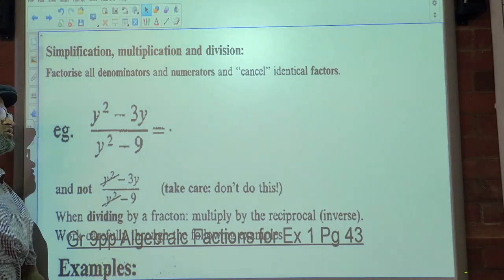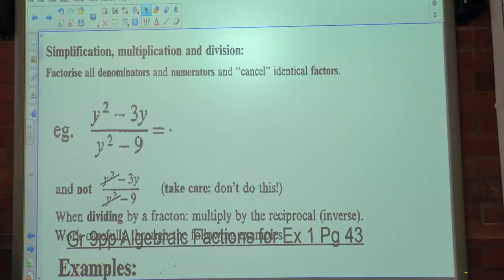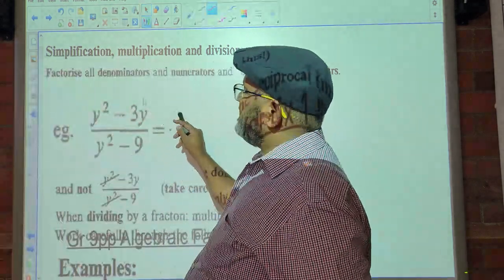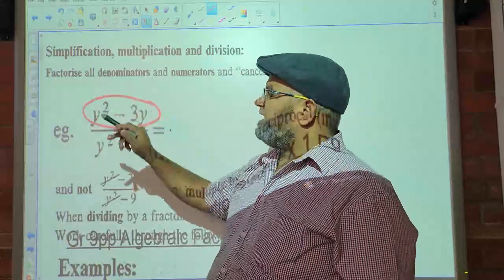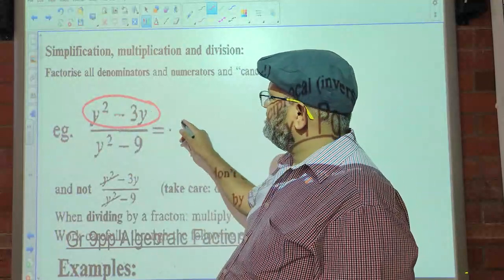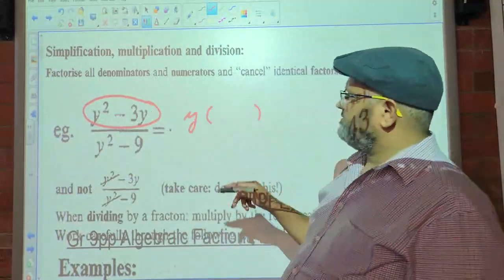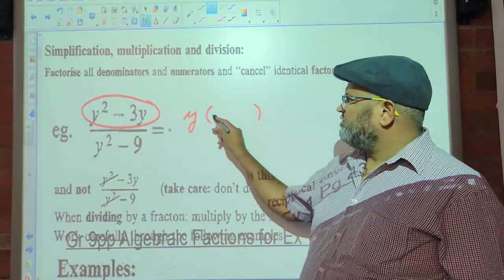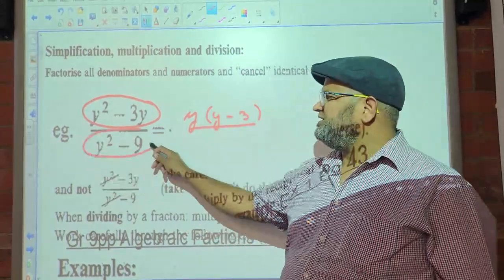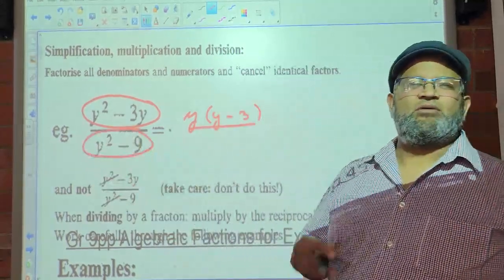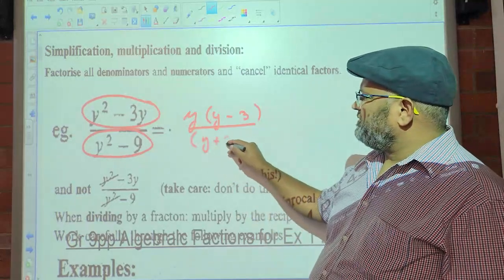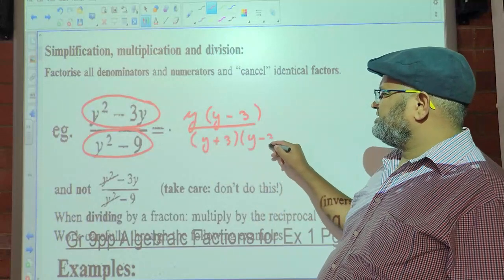Example, if you got y squared minus 3y over y squared minus 9. Okay, so the question is, we are told to factorize. What type of factorization can happen there? Common factor. Common factor of y. What are we left with? Y minus 3 over what type of factorization here? Difference of two squares, which is y plus 3, y minus 3.